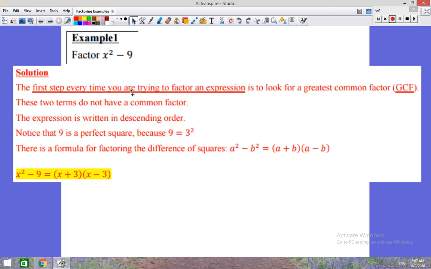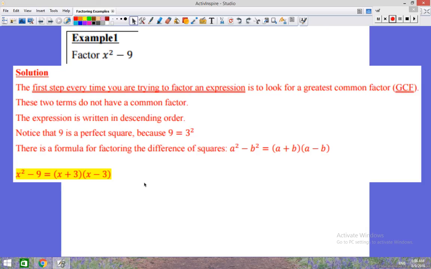So I was able to jump in and say, okay, I see this as a difference of perfect squares, and I have a formula that I've memorized: a squared minus b squared is equal to the product a plus b times a minus b. So now, just as a substitution, let a be the base x, let b be that base of 3, and you have x plus 3 times x minus 3.